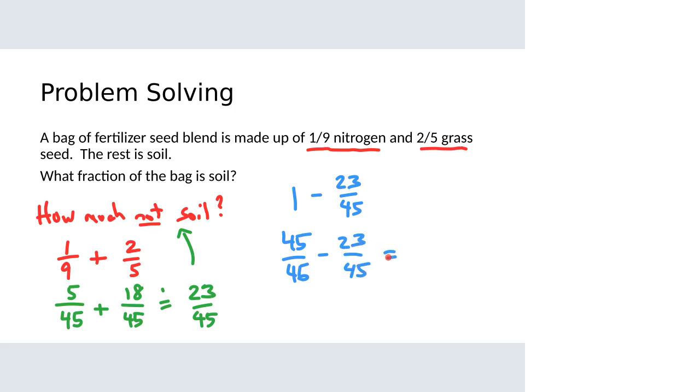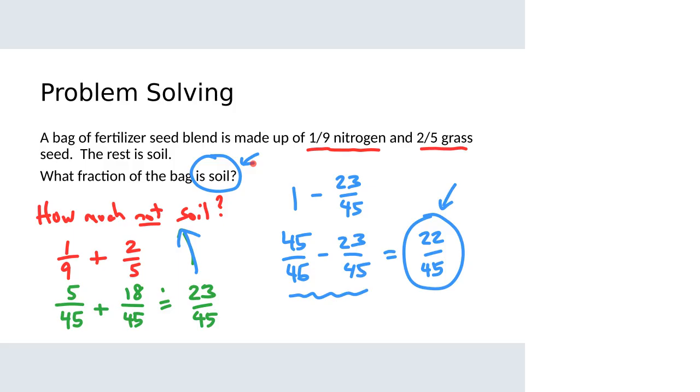Ugly numbers in this one, but that's all right, we can handle it. 45 minus 23, that means 22/45 of this bag is soil. Everything else. If I find out that 23/45 is not soil, then everything else, what I get when I subtract, that must be how much of the bag is soil. Darn near half, but not exactly. Do you have any questions on that one? The key here is just basically taking those skills we've learned with fractions and mixed numbers and applying it into a real world kind of setting.